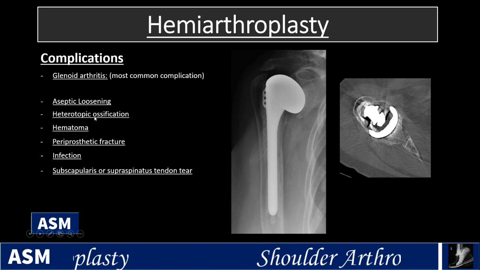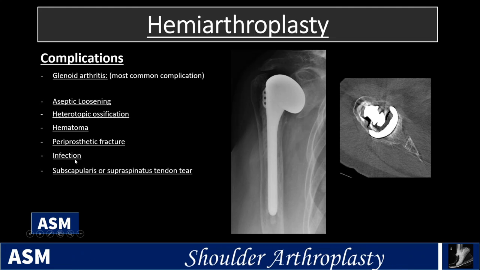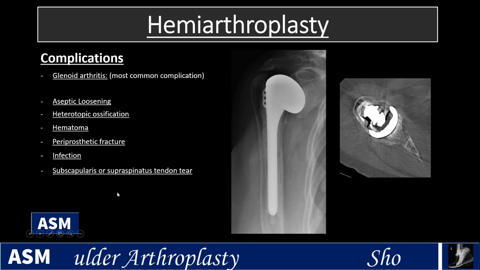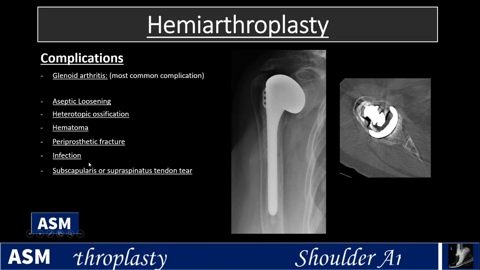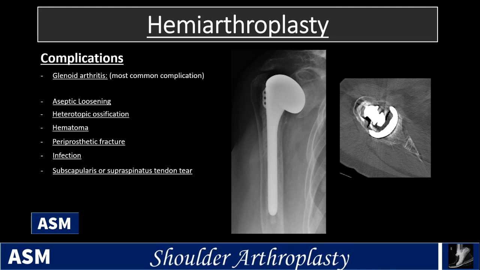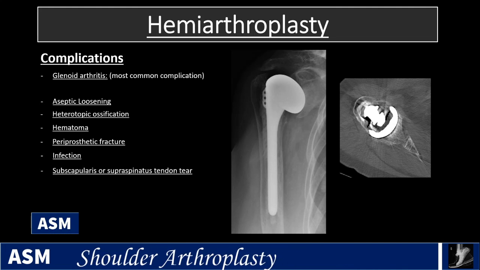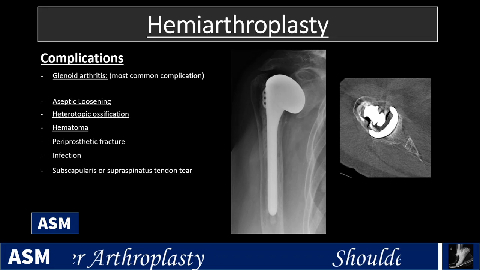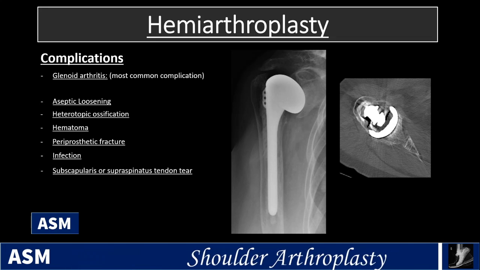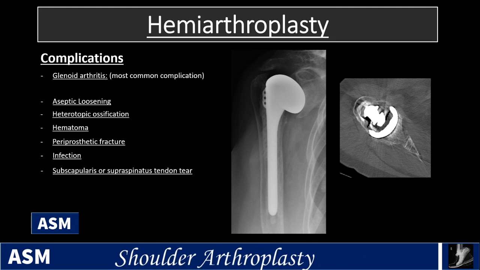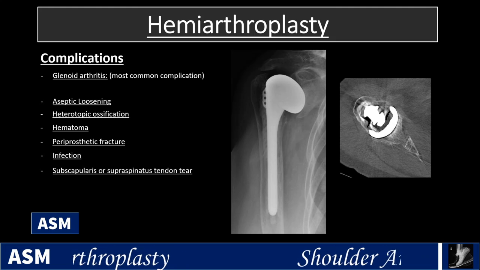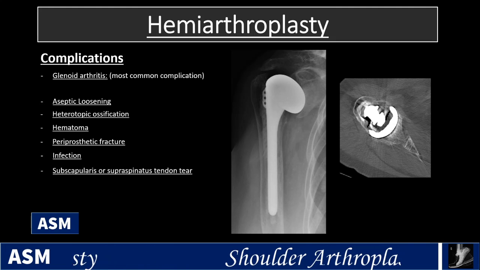Aseptic loosening, heterotopic ossification, hematoma, periprosthetic fracture, infection, subscapularis or supraspinatus tendon tears. These are potential complications for any of these implants. The subscapularis is worth mentioning specifically. So when the surgeon goes in and replaces the joint, they often take an approach initially going through the deltopectoral groove, but ultimately having to enter the joint, often violating the subscapularis. And there are several different techniques to try to fix the subscapularis, and sometimes they do it and sometimes they don't. Sometimes they do it and it fails.